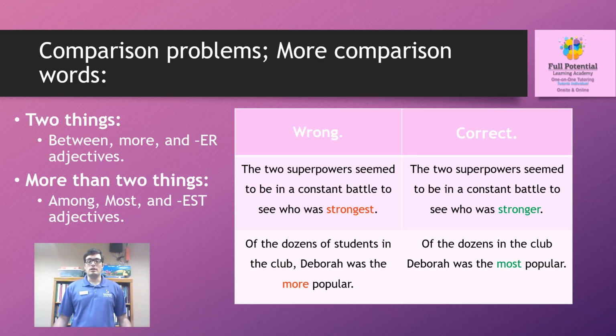We see that "strongest" has to be replaced with "stronger" when comparing the two superpowers, and we see that "more" must be replaced with "most" when we compare Deborah to the students. By making sure we have the right amount compared in the sentence, we have parallelism, which leads to a better sentence in grammar, in English, and in the SAT and ACT overall.